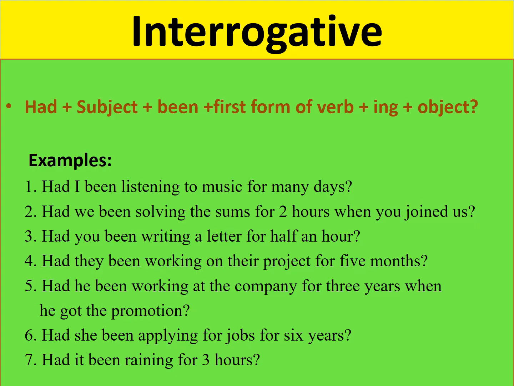Now, let us study the rules for framing interrogative sentences. Here, had precedes the subject and been follows it. So, the rule is had, here H should be capital, plus subject, plus been, plus first form of verb, plus ing, plus object and question mark in the end.